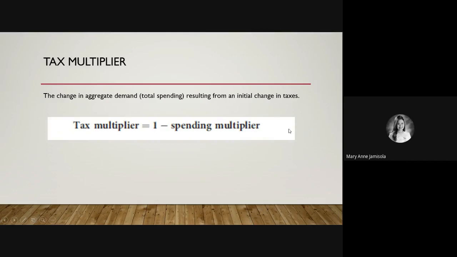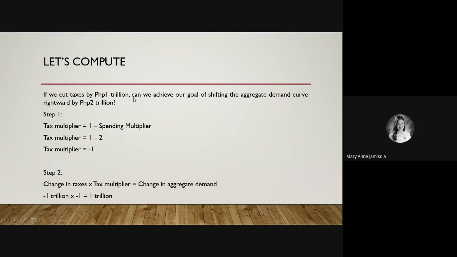So, let's compute. Earlier, we increased government spending by 1 trillion. Let's use the same amount to help us appreciate what the difference in their effects is, even though it is the same amount of change. So if we cut taxes by 1 trillion, can we achieve our goal? Our goal is to shift the aggregate demand curve rightward by 2 trillion.